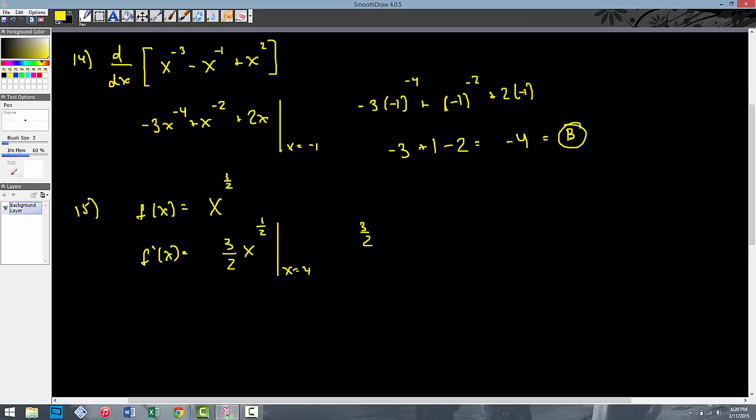So 3 over 2 times 4 to the 1/2. Well, the square root of 4 is 2. Those are going to cancel each other out. You get 3, which just so happens to be C. Alright, that's through 15. We're almost halfway there. Let's keep moving. 16.